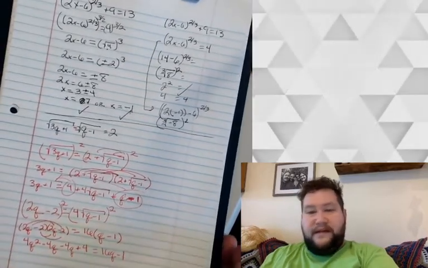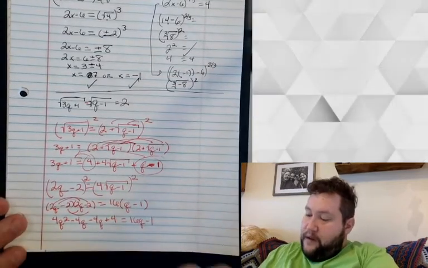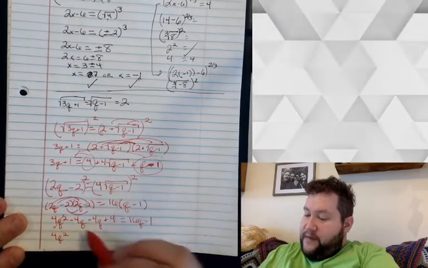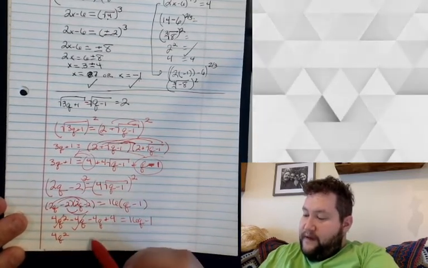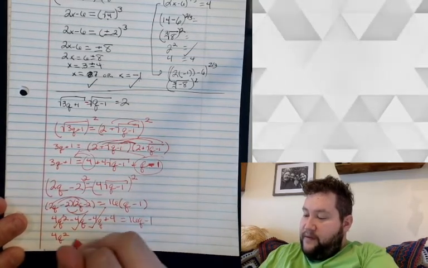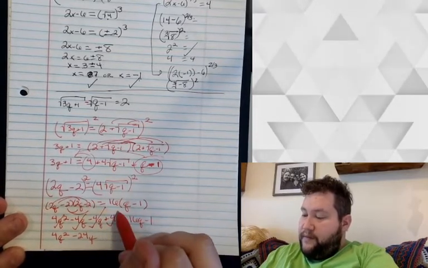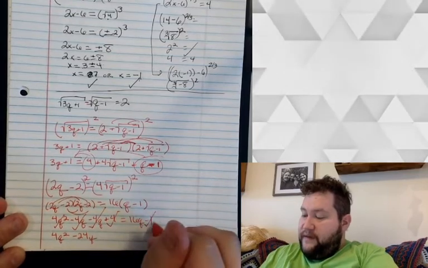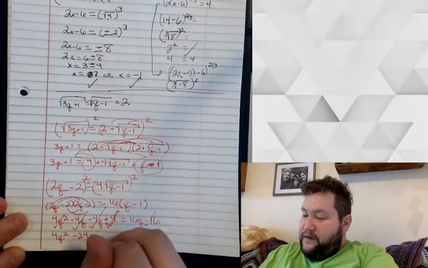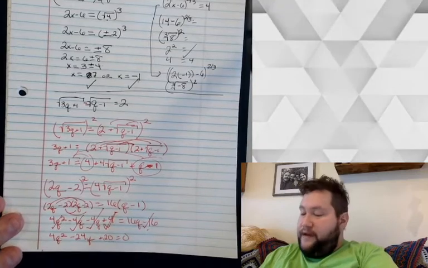Oh, you couldn't quite see that because my clipboard's a little too far down. 4q squared, we have, that was taken care of, minus 4, minus 8, move that over, minus 16, minus 24q, 4 plus 16 is 20. We can take a 4 out of everything.